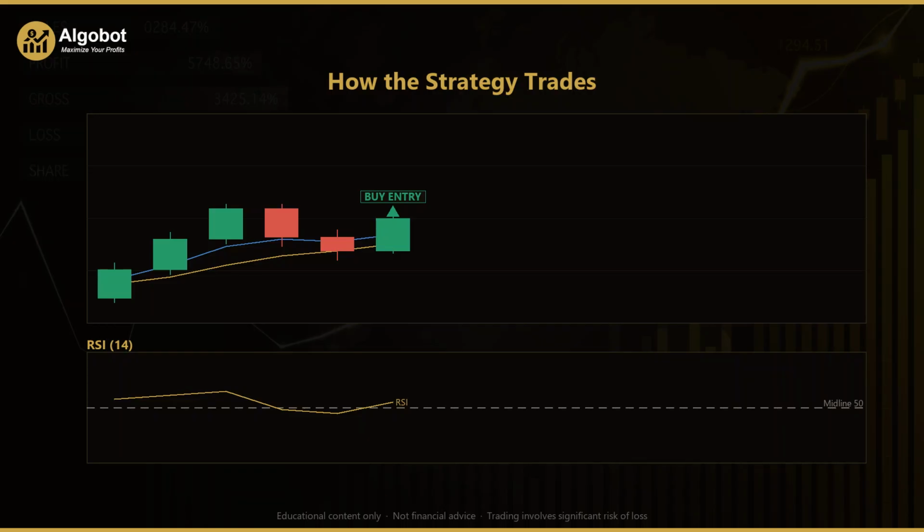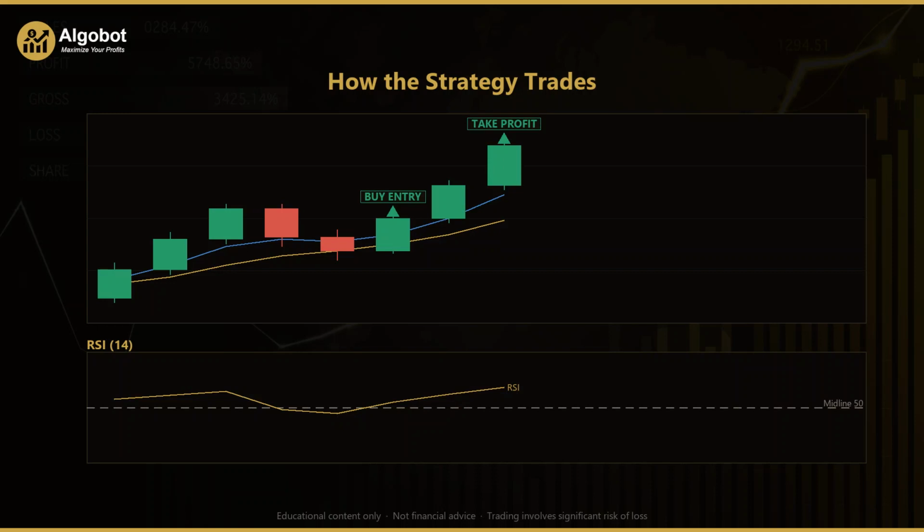Then comes the signal candle. Price turns back up and closes higher, and in the panel below, the RSI climbs back and closes at or above the 50 midline. Because the trend still reads up and RSI has reclaimed 50 from below, the long condition is now met, and you can see the buy entry marker appear.